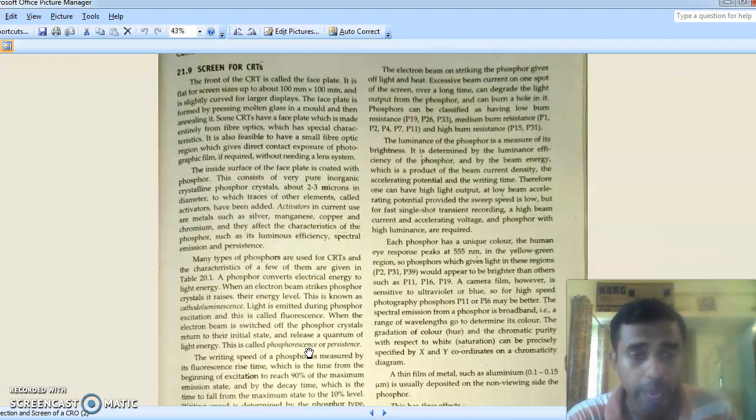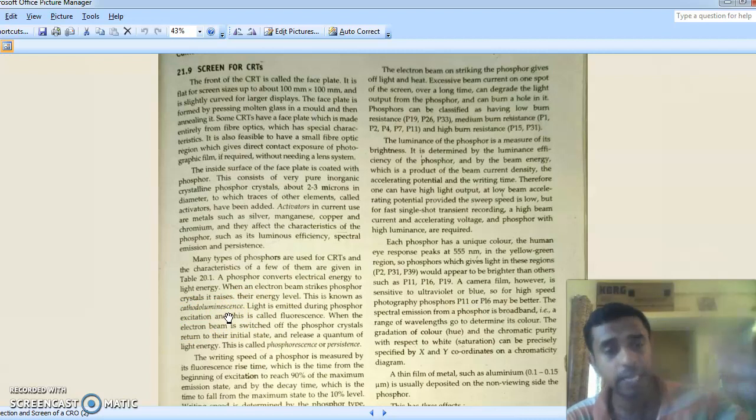So what happens is, when an electron with a constant velocity is having some kinetic energy, and it hits, the phosphor crystals will raise their energy level. When it raises its energy level, light will be emitted or luminosity will be formed, and that phenomenon is called cathodoluminescence. So when the electron beam strikes the phosphor crystals, it raises their energy level, and we can see a bright spot on the screen.